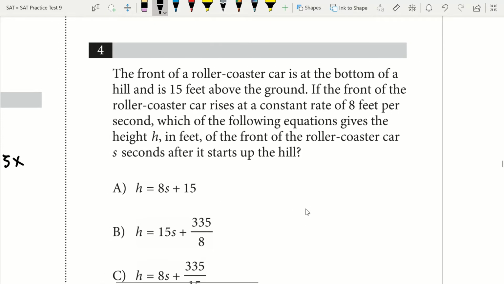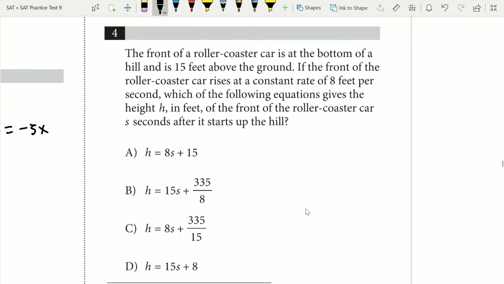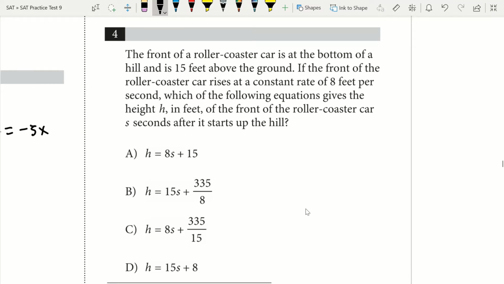I like number 4 here because it's a word problem dealing with equations, so we're going to go ahead and do this one. So I'll go ahead and give you 30 seconds for this one as well, starting in 3, 2, 1. Okay, your 30 seconds is now up.